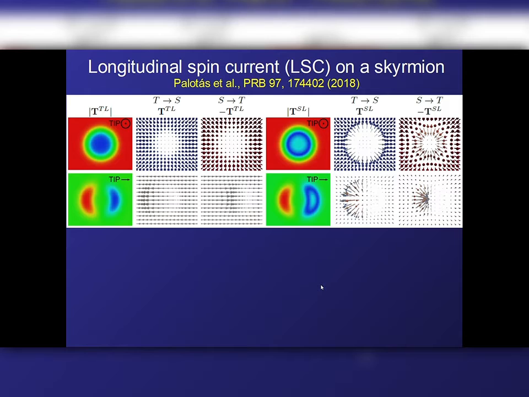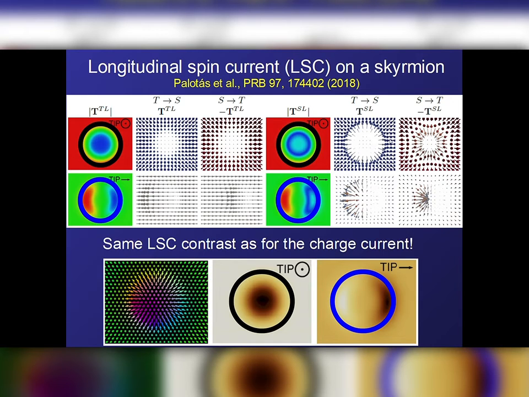So if we switch to the spin transport properties, then we can calculate the longitudinal spin current. In this case, with the out-of-plane and in-plane magnetized tip in the two rows, this is acting on the tip, and on the other side, it's acting on the skyrmion spins. What we find is that the longitudinal spin current contrast, the absolute value, the size of this quantity, has the same contrast as for the charge current.